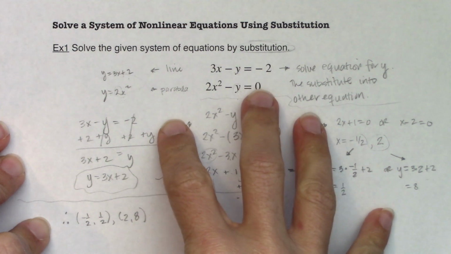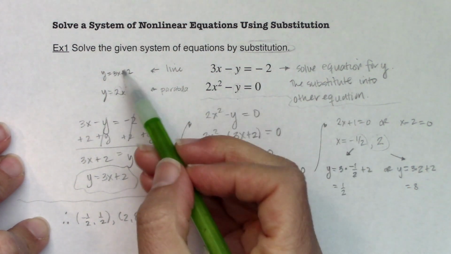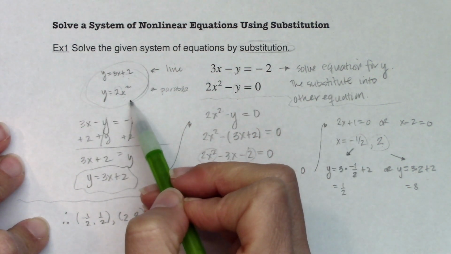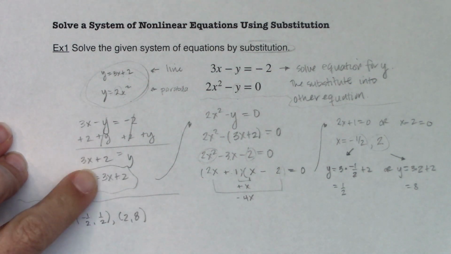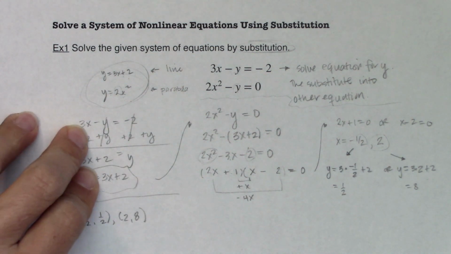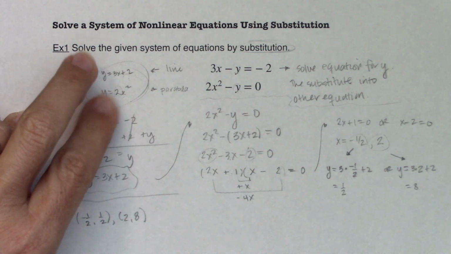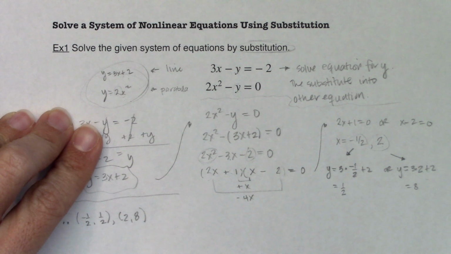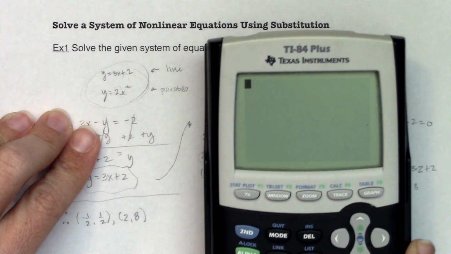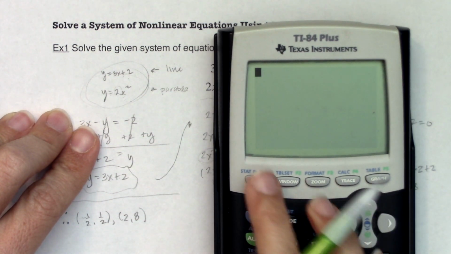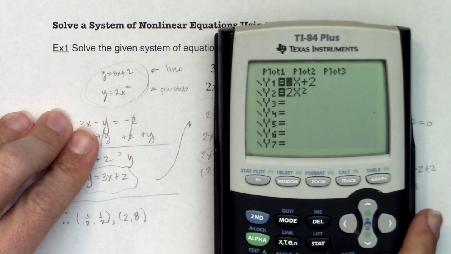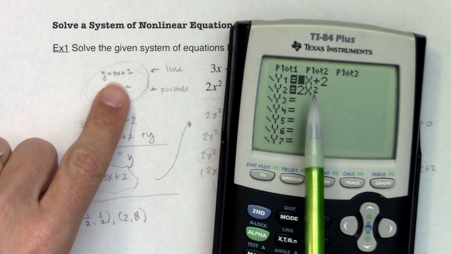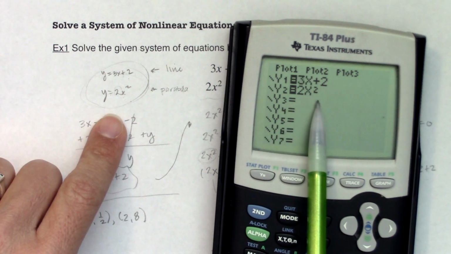And for this particular problem, since I was actually able to solve both of those equations for y, I could check my work on my calculator. When you get into more convoluted equations, sometimes you can't solve those equations explicitly for y, so you can't use technology. But here I can. So let me go to my calculator and hit y equals, and you're going to see I already put those equations in because I'm fancy like that. So we got 3x plus 2 and 2x squared.